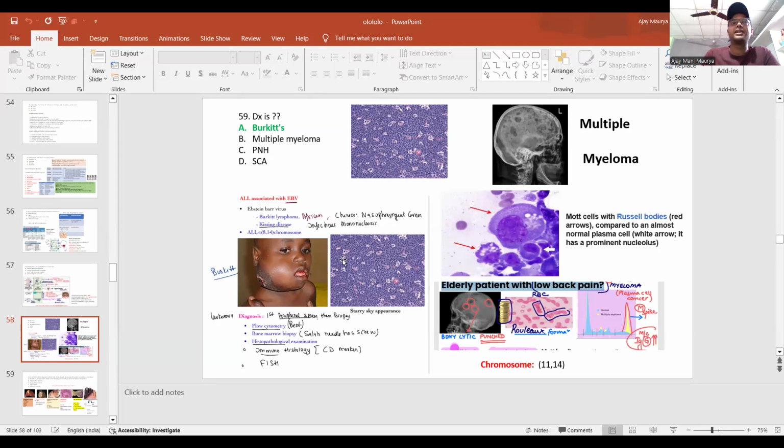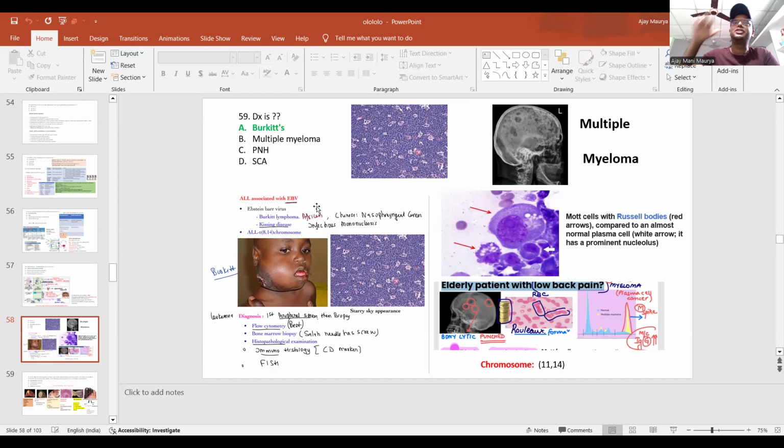Just remember this, and you have to remember the chromosome translocation 8;14. See, if you look at the B in Burkitt's, it looks like 8. So 8 plus 8, 14. 8;14, done. And guys, also remember multiple myeloma.